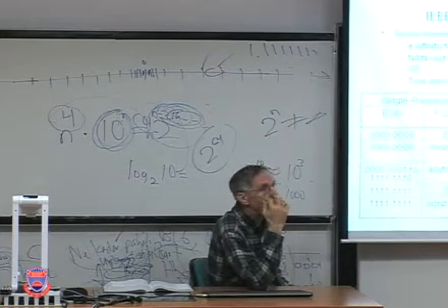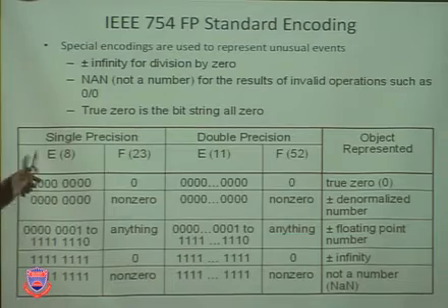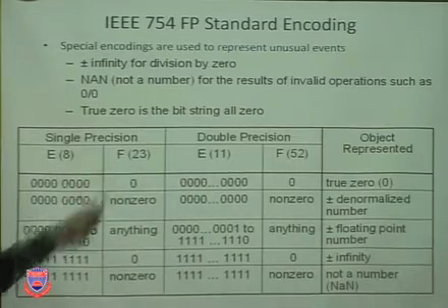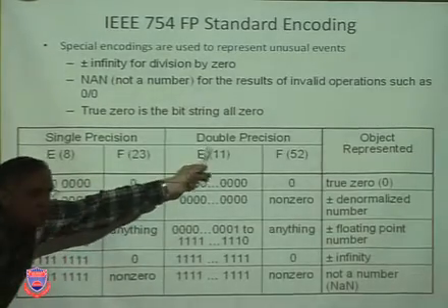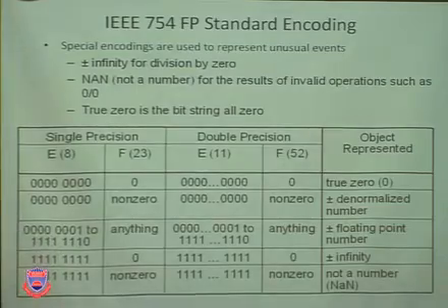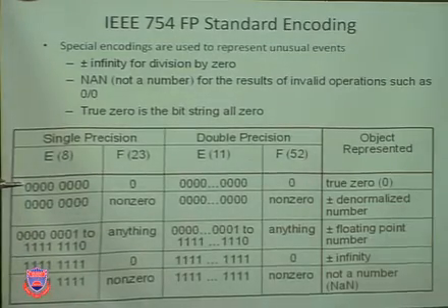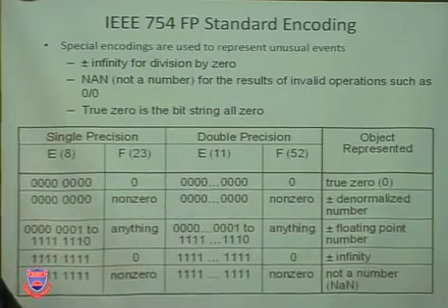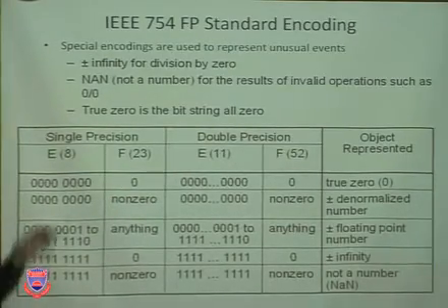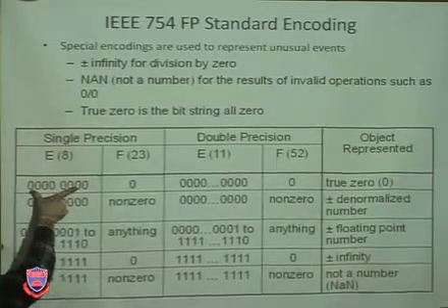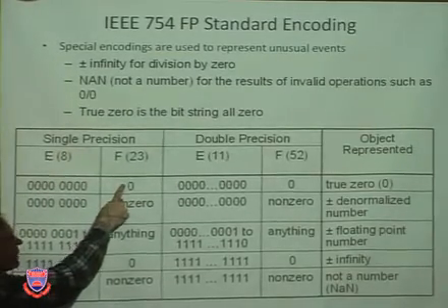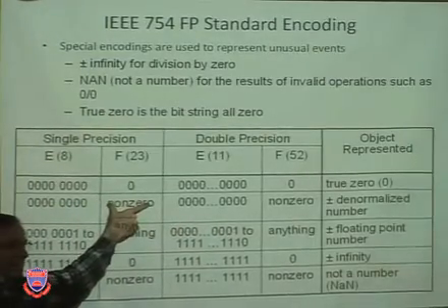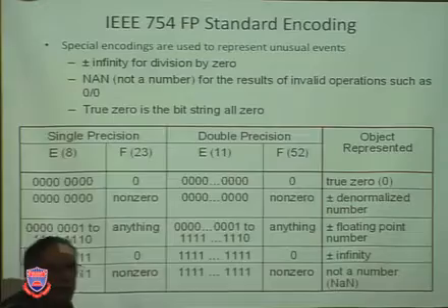754, floating point standard encoding. How do we encode, okay? For single precision, where I have an 8-bit exponent and a 23-bit F field, fractional field, or for double precision, where I have an 11-bit exponent and a 52-bit fractional field, this exponent of all zeros, 8 of them, or this exponent of 11 zeros is reserved. We already said that it's reserved. But I want you to notice that it has two different meanings. If these are all zeros and my fractional part is 0, it means the number is truly 0. If these are all zeros and my fractional part is non-zero, then it means it's a denormalized number.